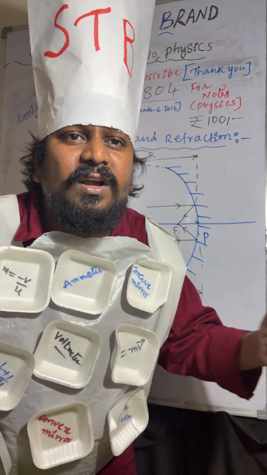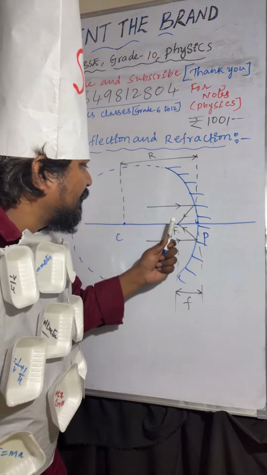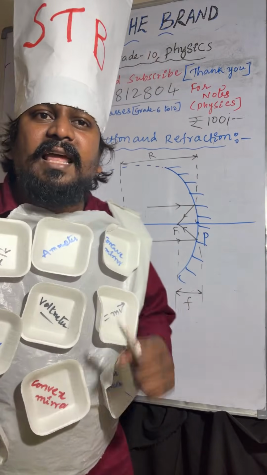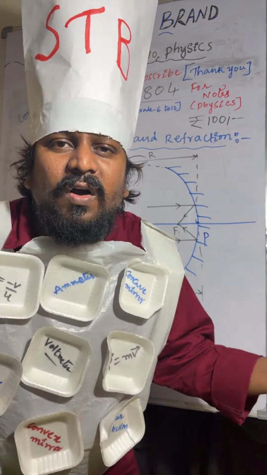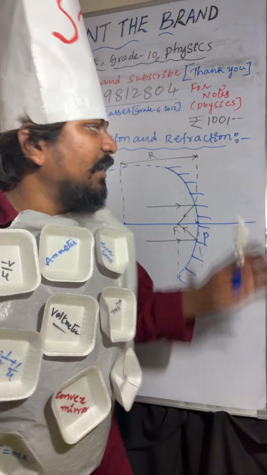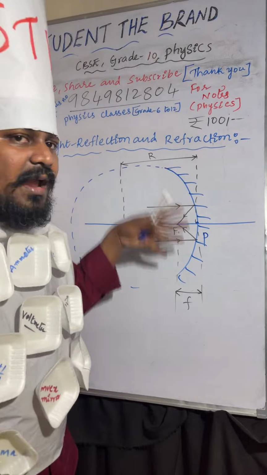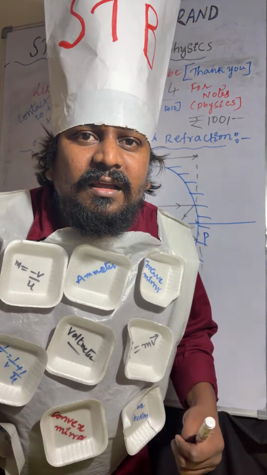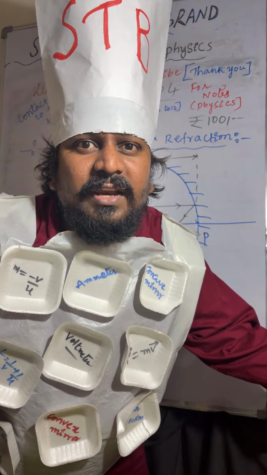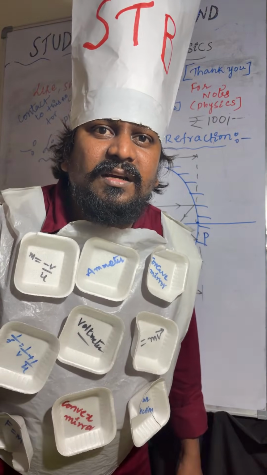Simply we can say focus. The distance between focus and pole is called focal length. The width of the mirror, or the diameter of the reflecting surface, is called aperture.